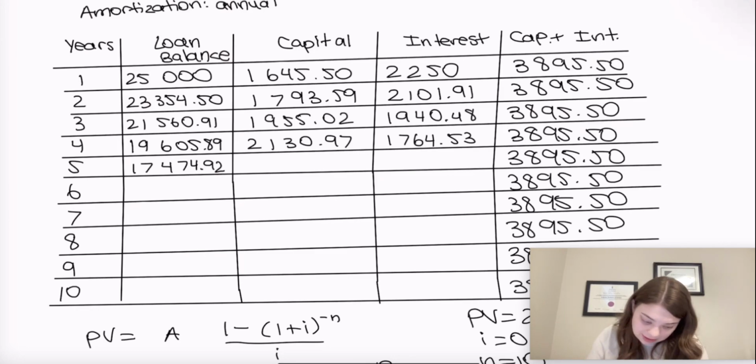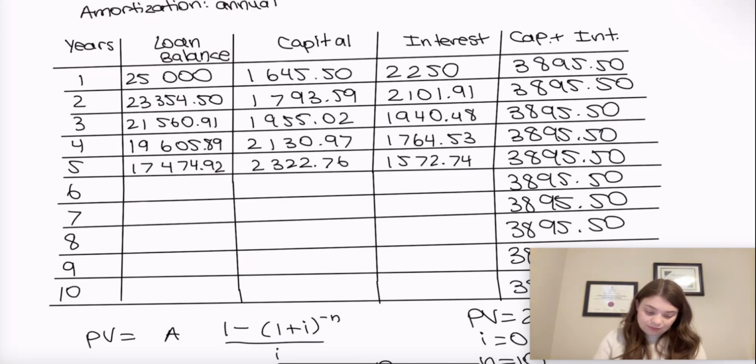So that year we pay $1,572.74 of interest. And then we subtract that from $3,895.50, and we get that the capital is $2,322.76. And then we subtract that capital from our total loan balance. So that's $17,474.92. Okay, so now at the beginning of year 6, we only owe $15,152.16.